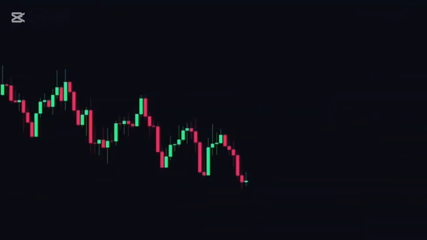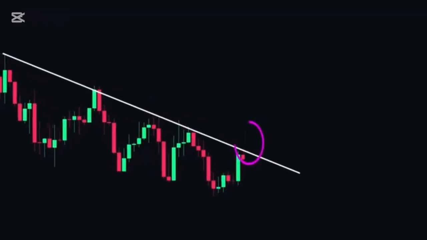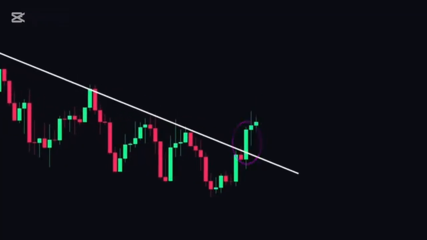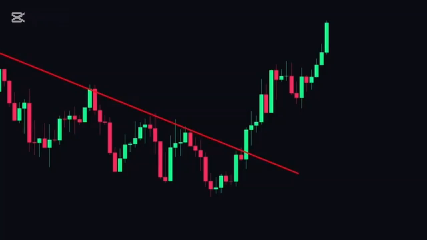The way this strategy works is simple. Let's say we have an established trend line during a downtrend. Normally, if price breaks out of a trend line, it signals a trend change to an uptrend, because a trend line break tells us that the existing downtrend structure has been broken.